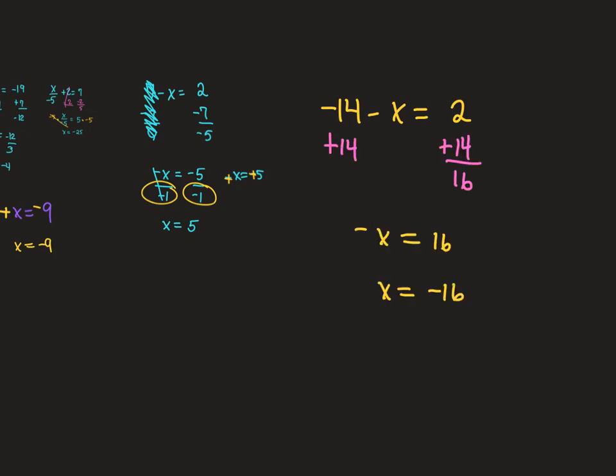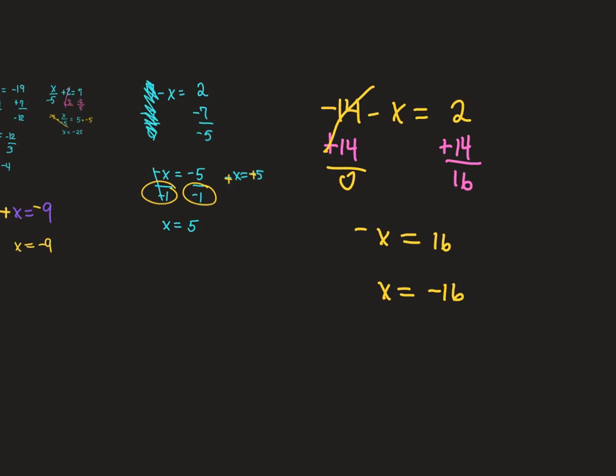I got x equals negative 16. Here's what I did. I want these guys to cross out. I want them to turn into a 0. Since this is negative, this has to be positive because they have to be the opposite signs. So I come over here, plus 14 to the right side, and I get 16. When I rewrite it, I include that negative, I include the x, and I include the 16.